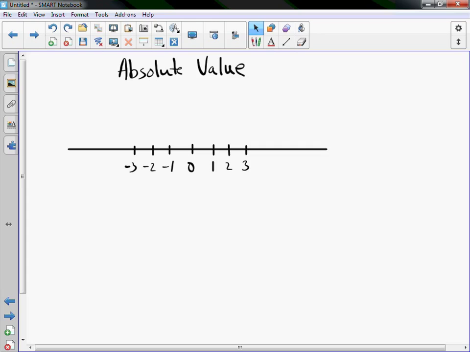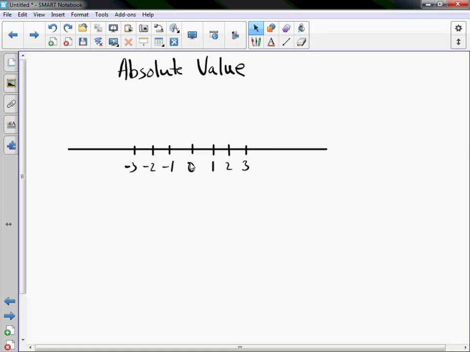Okay. You've probably been introduced to absolute values in the past, and you kind of say, well, if it's got the bars around it, you're going to drop the negative, or it's going to always be positive, whatever. And that's not necessarily wrong, it's just not the definition of it. Okay, so let's just talk about what an absolute value is.